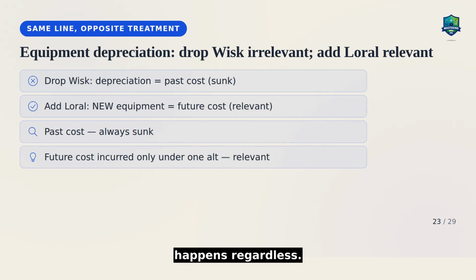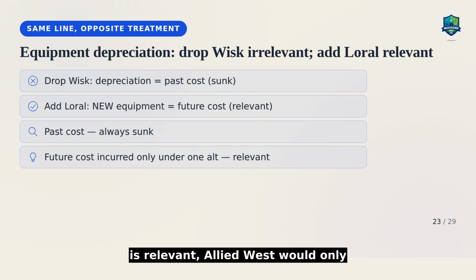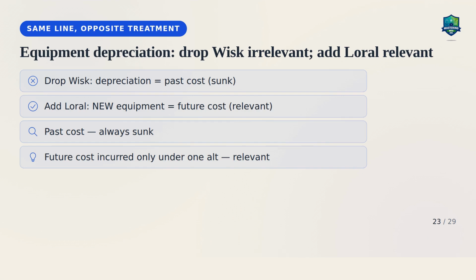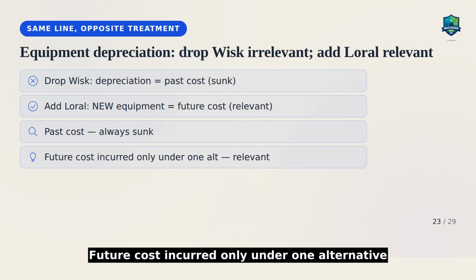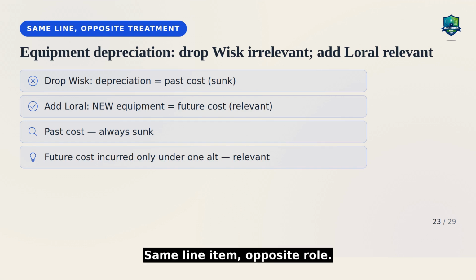Depreciation happens regardless. In the add Laurel analysis, the new equipment cost is relevant. Allied West would only buy that equipment if Laurel signs. Past cost is sunk. Future cost incurred only under one alternative is relevant. Same line item, opposite row. This is the part students fail on tests.